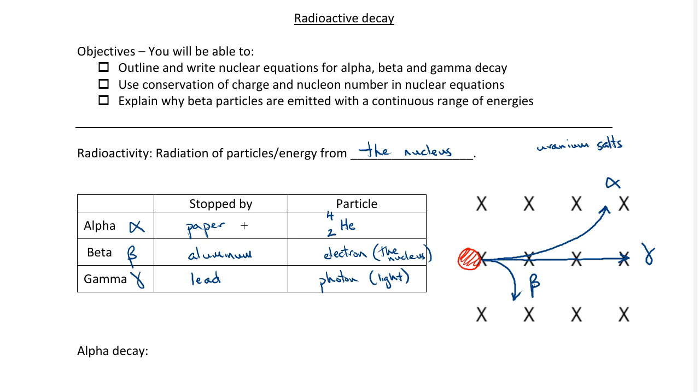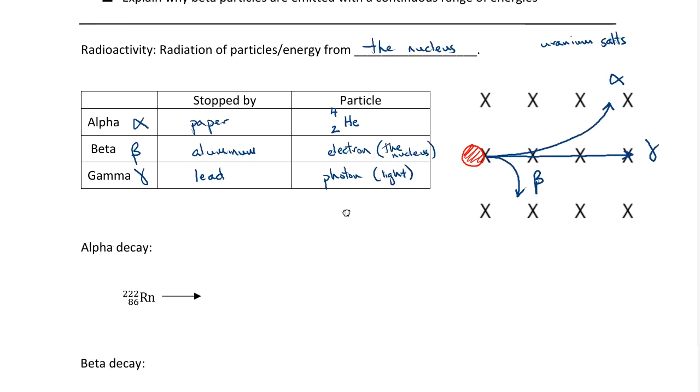So you can categorize them by what they're stopped by. These are the different particles in each of the kinds of radiation, and you can also see that those particles are deflected differently or not deflected at all by an external magnetic field. Now let's take a look at each in turn in more detail. First, we'll look at alpha decay.